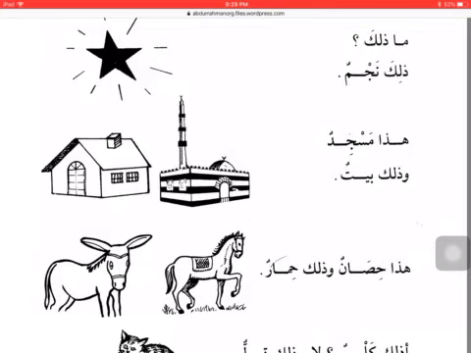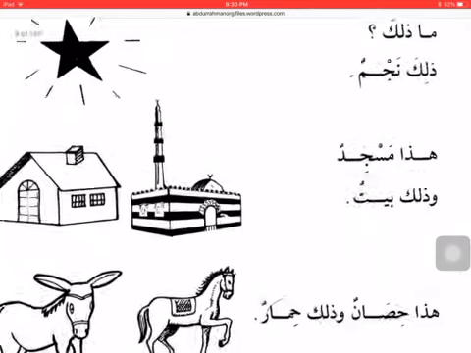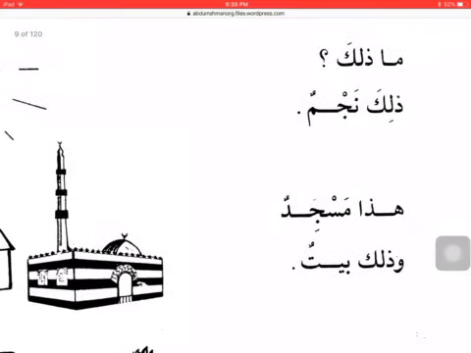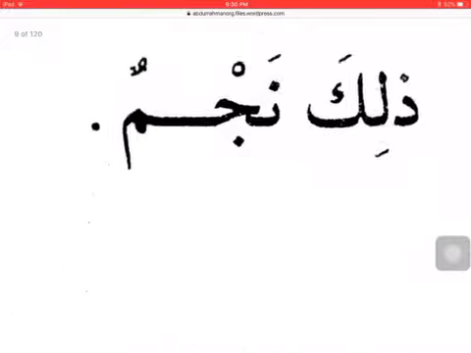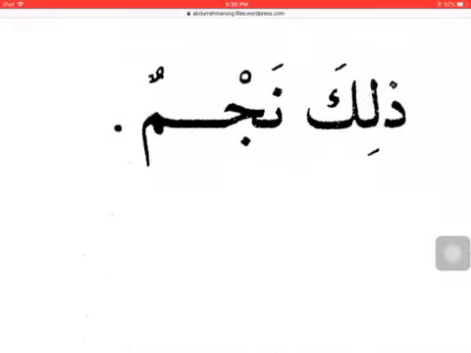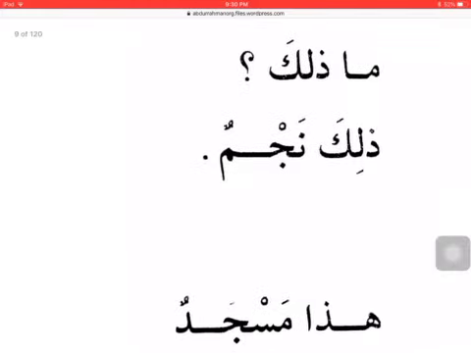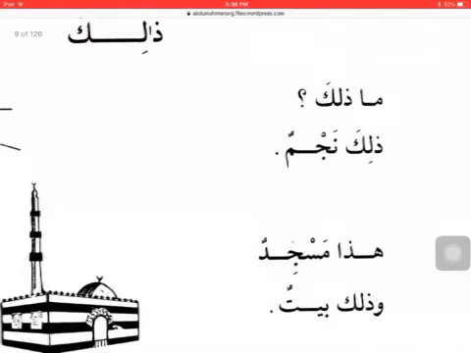What is that? Dhalika najmun. That is a star. Dhalika najmun. That is a star. One more thing, just as in hada, there's another writing thing we have to note and remember, inshallah. Dhalika. I'm elongating the sound of fatha. Dha, but I don't see the alif. Just as in hada, same as in dhalika, they don't write the alif, but it is there. They know that it is there, so we have to also learn that it's there. They just don't write it. Dhalika najmun, that is a star.